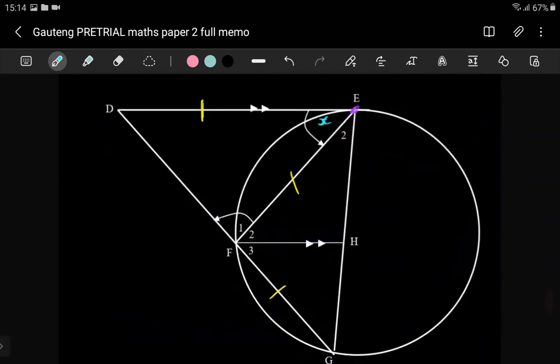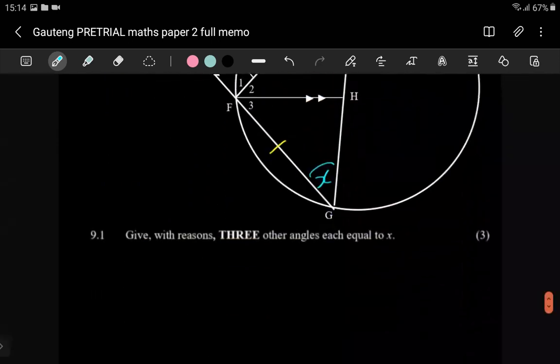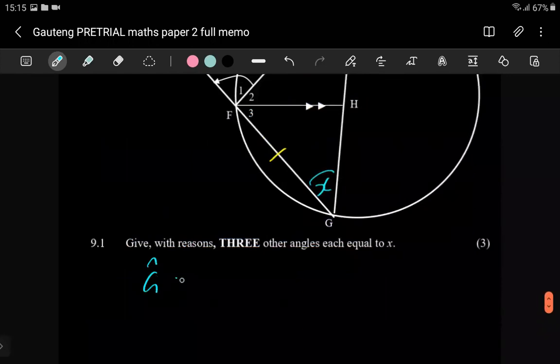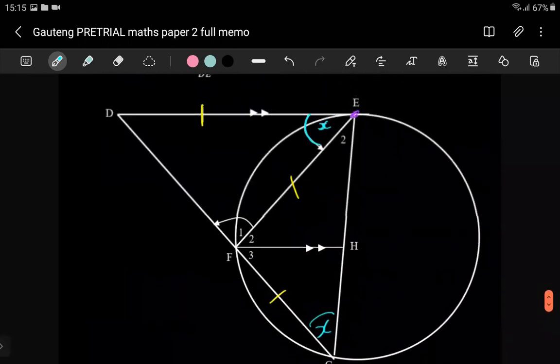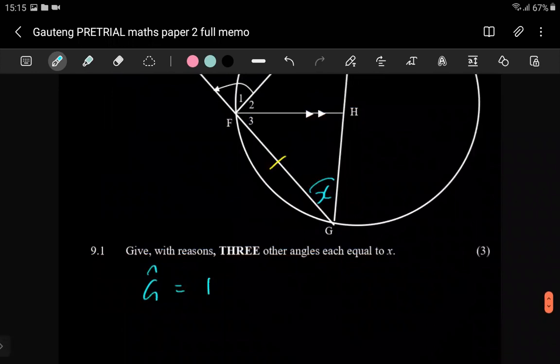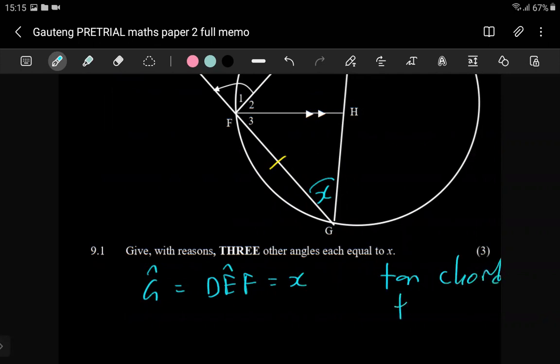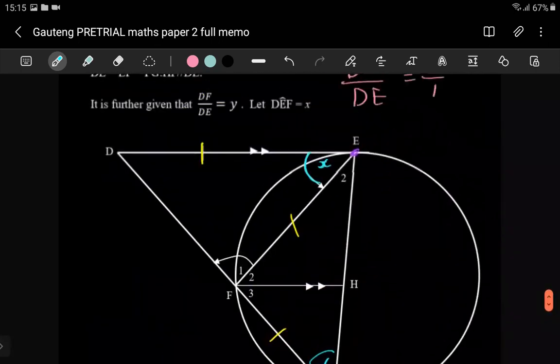Well, this is a tangent and this is a chord. So this is also equal to X, you see? Tan chord theorem. Because there's a chord here, the angle subtended by this chord is equal to the one at the tangent. So let's say that angle G is equal to DEF, which is technically equal to X. The reason is tan chord theorem. We love to see it.